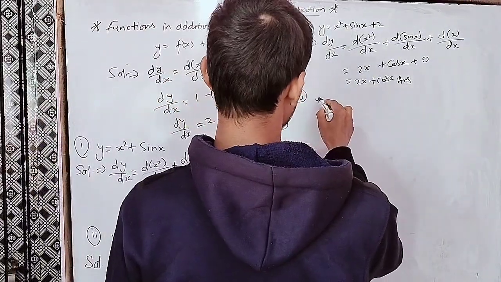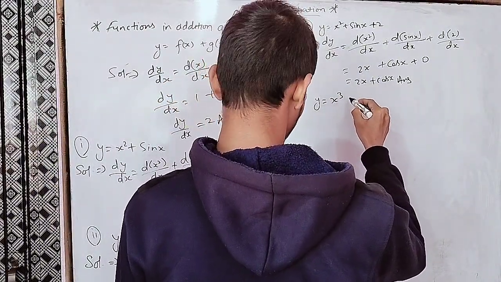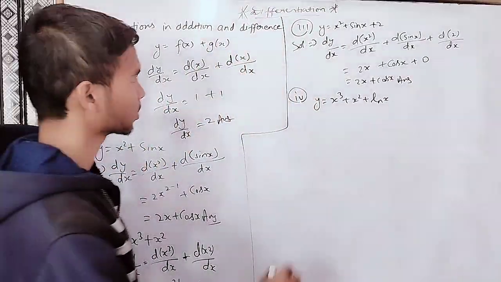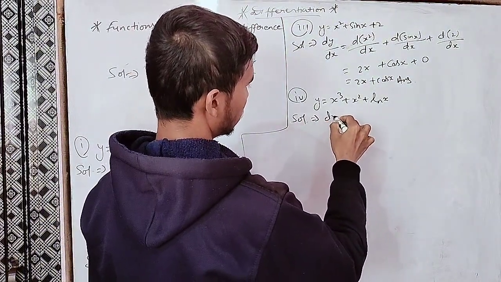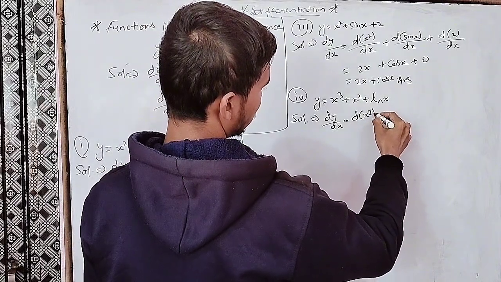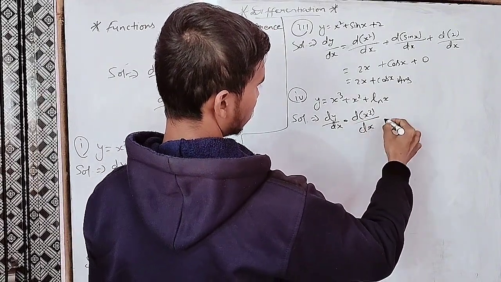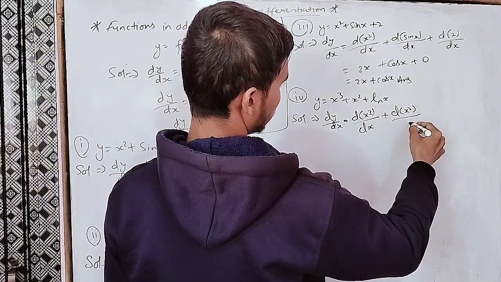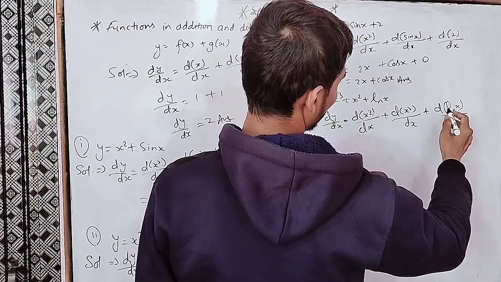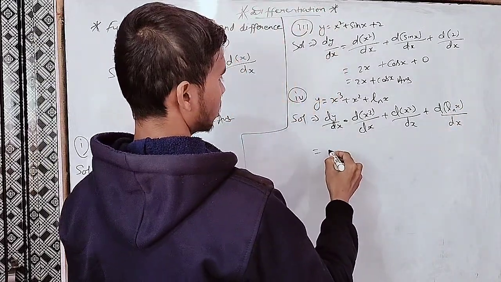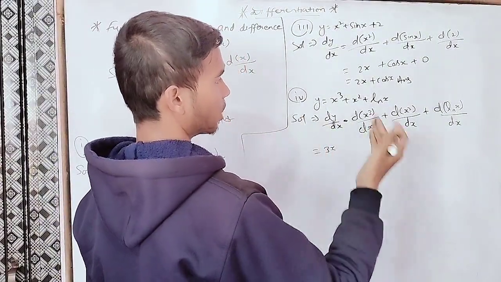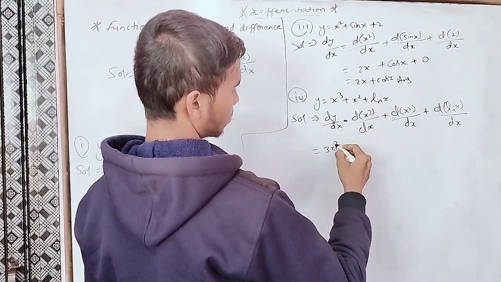Now next we have y equals x cube plus x square plus ln x. That's the same. Good. So okay, we are going to differentiate. We have x cube, then we have x square, then we have ln x. So the exponent will be written with the base, then the exponent will be reduced by 1.